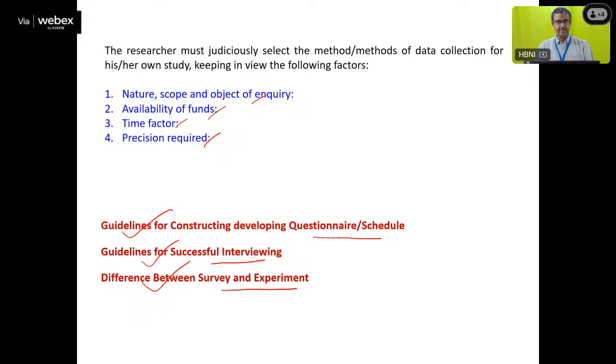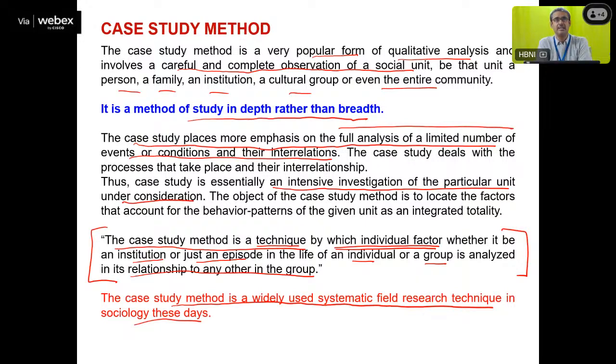So today we were discussing the case study method. We have discussed what a case study is. A case study is a qualitative analysis, and it involves a social unit. It is basically used in sociological research. The social unit can be an individual, a family, an institution, a cultural group, or even a very big entire community, which can be the unit of your study.